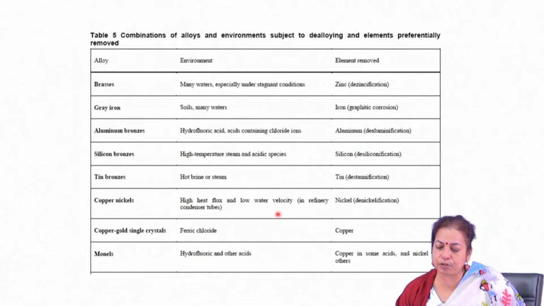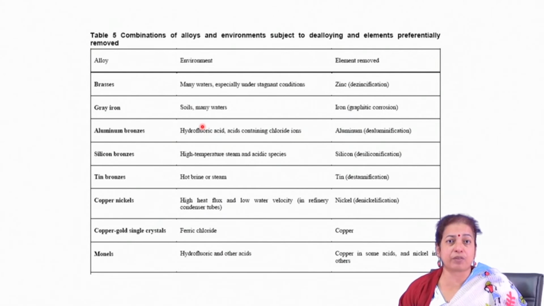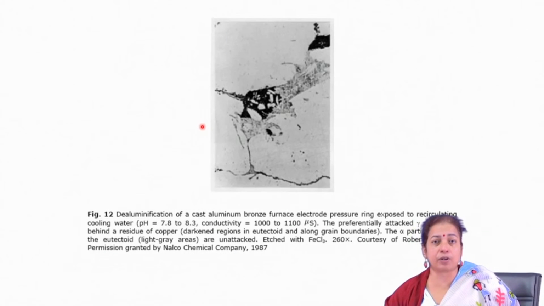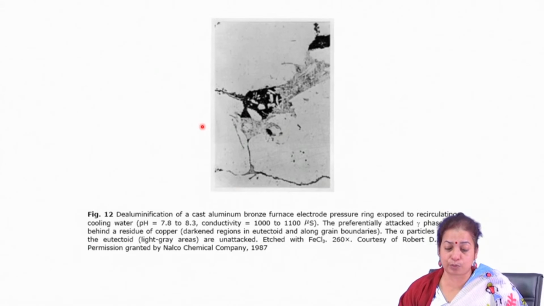In the copper nickel system, it is called denickelification. Then copper gold single crystal in ferric chloride environment, it basically again copper goes away. So, different names are there depending on the alloy system and on the constituent which gets leached away. It is very important that when you choose any alloy for application in a specific environment, you have to know the electrochemical behavior of the constituents present in the alloy, and depending on that you have to choose the environment and use the alloy for that specific purpose.